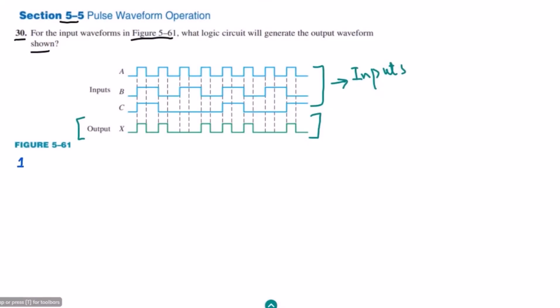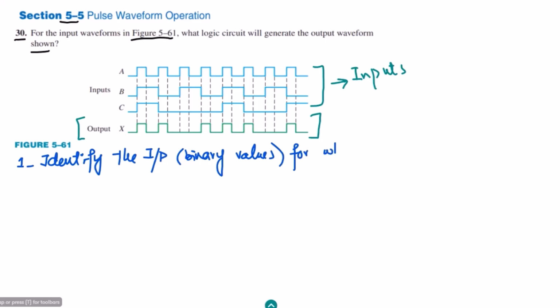So what will be the step? So we have to identify the inputs, or binary value of the inputs, for which the output is equal to 1. Okay, so this will be step number 1. So we have to identify the inputs for which the output is 1.